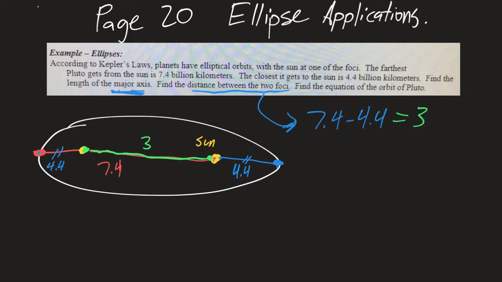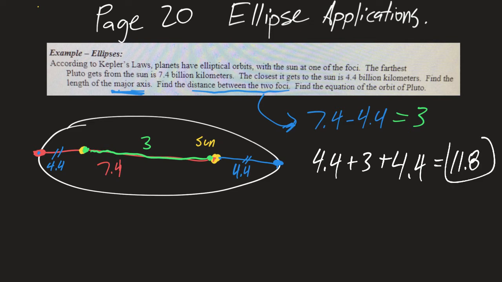If we add up the 3 measurements that we know, we should be able to come up with that. So 4.4 plus 3 plus 4.4 gives us 11.8, and that will be the major axis. Remember these are all billions of kilometers. So 3 billion kilometers is the distance between the two foci, and 11.8 billion kilometers is the length of that major axis, from closest to the sun to farthest from the sun.